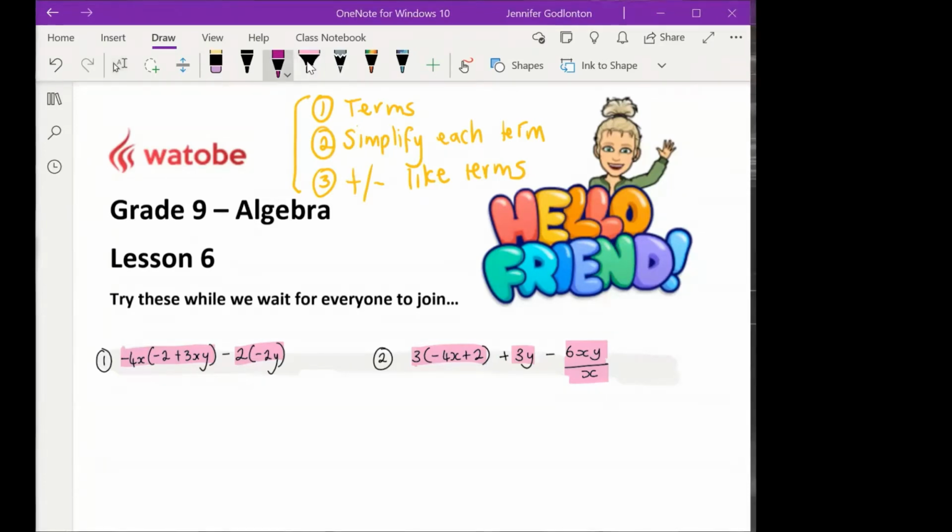So in this first one, I can't add these two together because they are not like terms. So I have to do distribution. Distribution just means that I'm taking this negative 4x and multiplying it by my negative 2. So negative 4 times negative 2 is going to give me positive 8, and then I have an x. Then I multiply it into the second term: negative 4 times positive 3 is negative 12. I've got two x's, so that's x squared, and then I've got a y. So that's my first part.